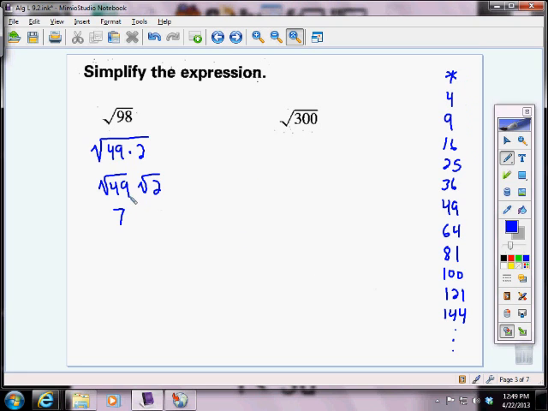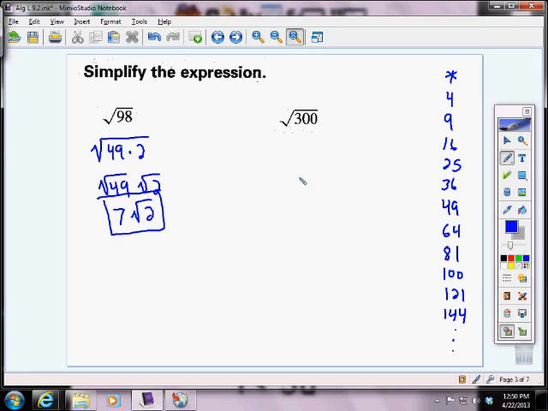2 does not have any other perfect square factors besides 1. So our answer is 7 times the square root of 2. Again, I know you're like, why do we have to do that? That's just a rule for simplifying. Because this is an irrational number, because it goes on and on forever without terminating or repeating, this is the way we can write it in simplest form.